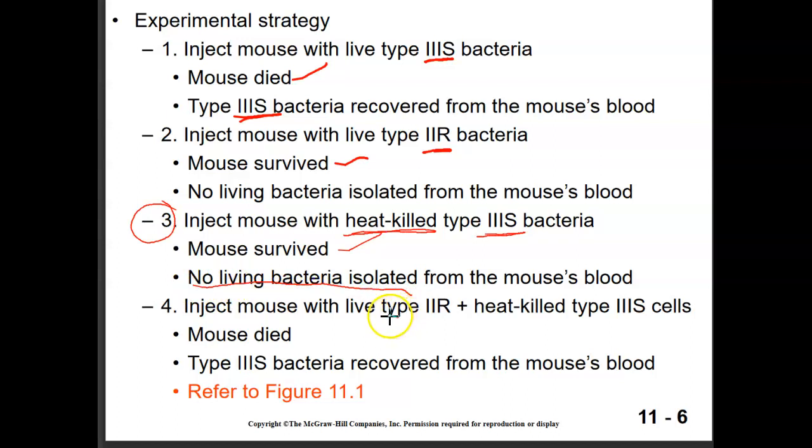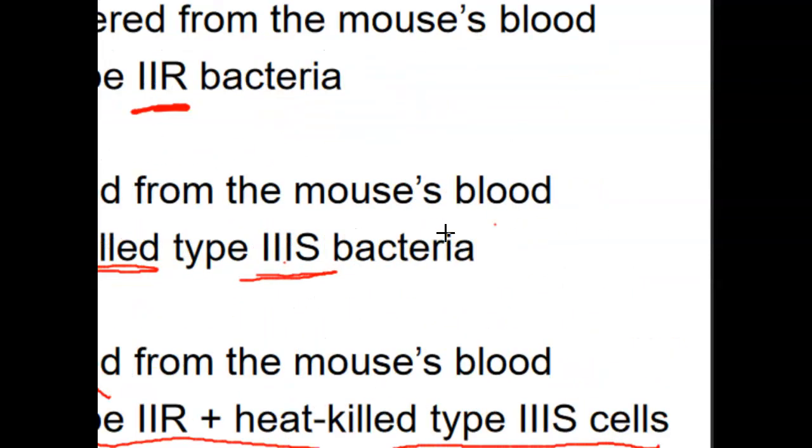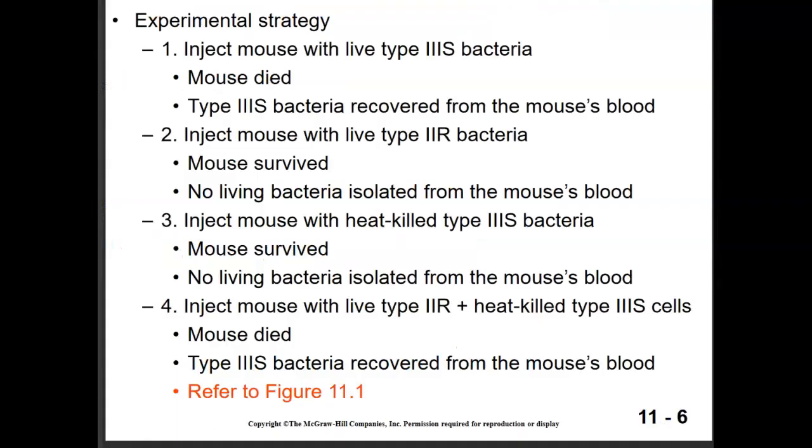Now, here's where things got really interesting. What Griffith did was he took some of this killed bacteria, oh, I did it again. Rats. Sorry. I guess I should say mice, right? So he took the type 2R, the non-pathogenic, the non-deadly, and mixed it with the heat-killed type 3S cells. And all of a sudden, the mice started dying. And when you look in the mouse's blood, the dead mice had type 3S bacteria.